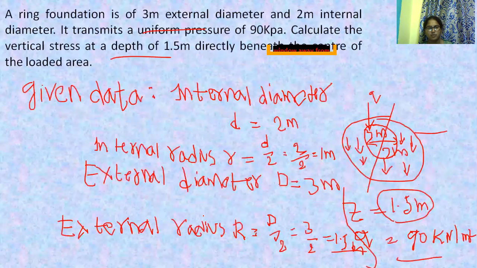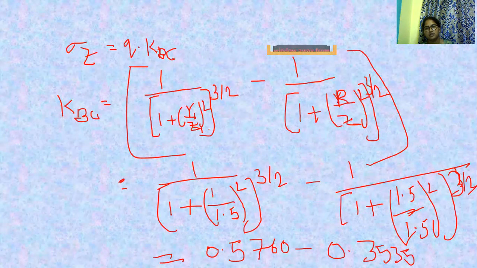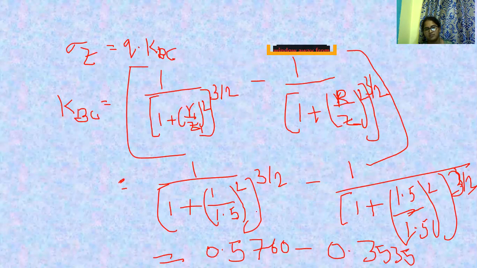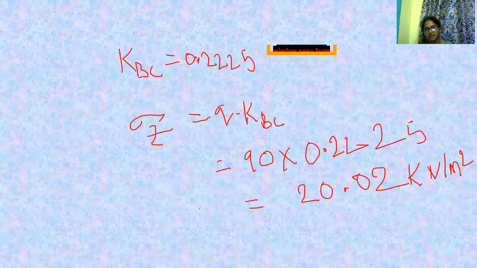So this is the problem. For the ring foundation, the external diameter and internal diameter are given, along with the pressure and depth. But our formula is in radius, so with the help of the internal and external diameters we change them to internal radius r equal to 1 meter and external radius capital R equal to 1.5 meters. Substituting these values in the formula, finally we get the stress sigma z is equal to 20.02 kilonewton per meter square.